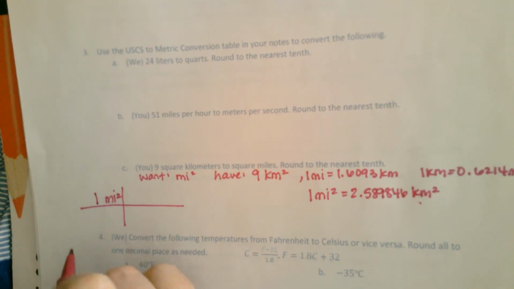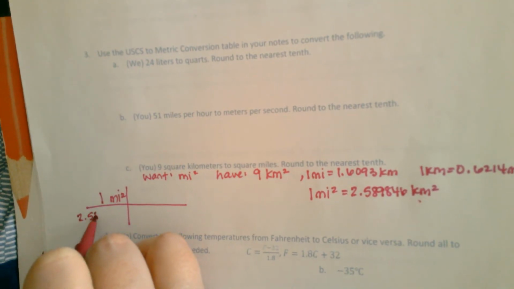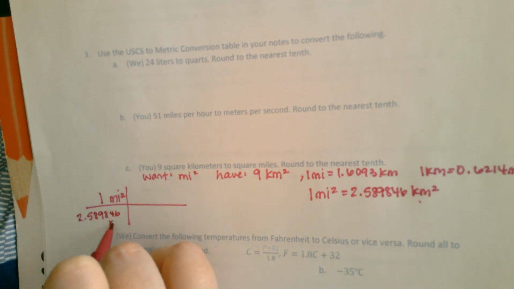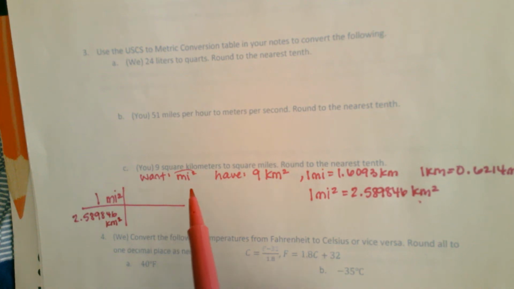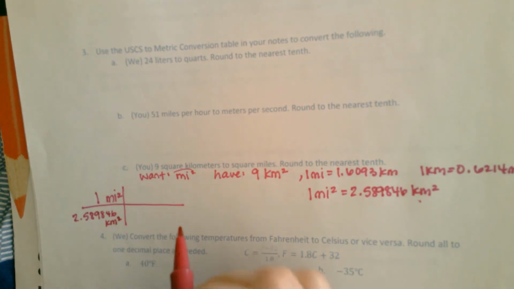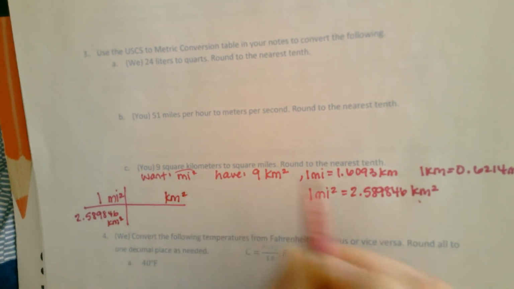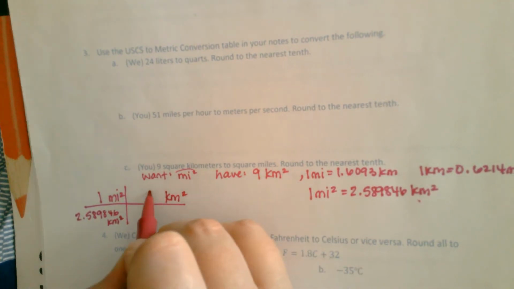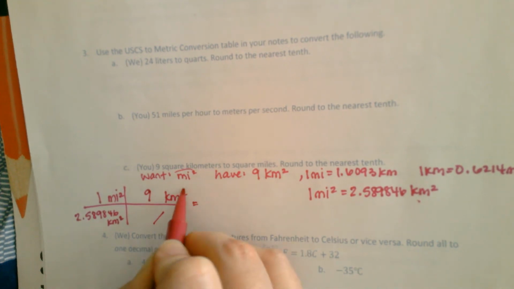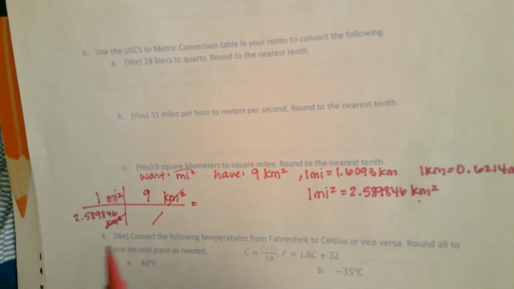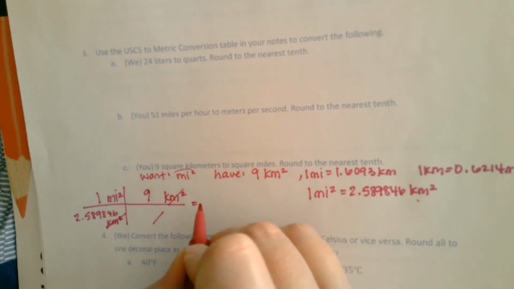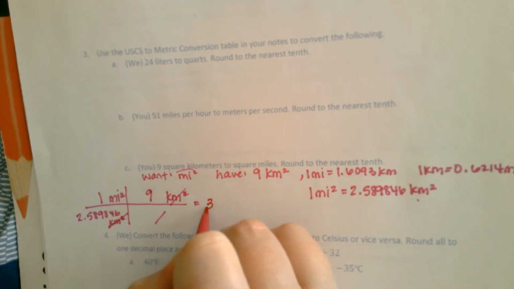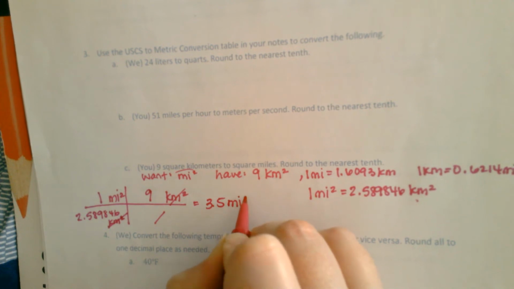So I have 1 square mile and 2.589846 square kilometers. Now I don't want kilometers in my answer, I only want miles, so I need to cancel out my square kilometers. So back in my have list, I have 9 square kilometers and nothing else that describes that. So kilometers cancel, I'm left with miles, so I divide: 9 divided by 2.589846. And rounding to the nearest tenth gives me 3.5 square miles.